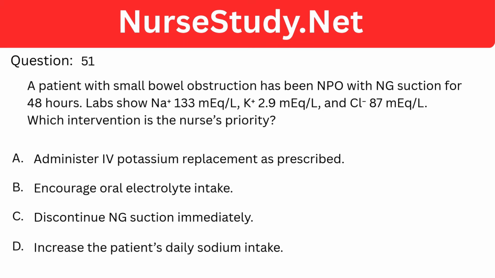Question 51. A patient with small bowel obstruction has been NPO with NG suction for 48 hours. Labs show sodium 133 milliequivalents per liter, potassium 2.9 milliequivalents per liter, and chloride 87 milliequivalents per liter. Which intervention is the nurse's priority? A. Administer IV potassium replacement as prescribed. B. Encourage oral electrolyte intake. C. Discontinue NG suction immediately. D. Increase the patient's daily sodium intake.